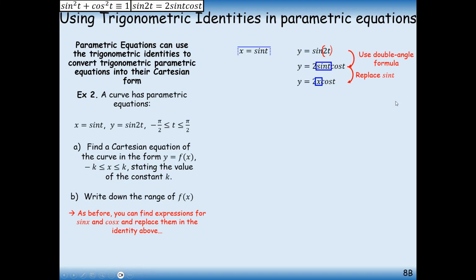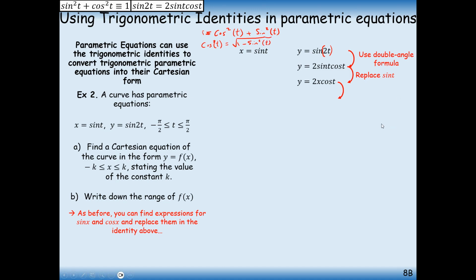I showed you that rearranging equation 1, we had 1 equals cos squared of t plus sine squared of t, and if we make cos the subject of this formula, cos of t will be defined as the square root of 1 minus sine squared of t.